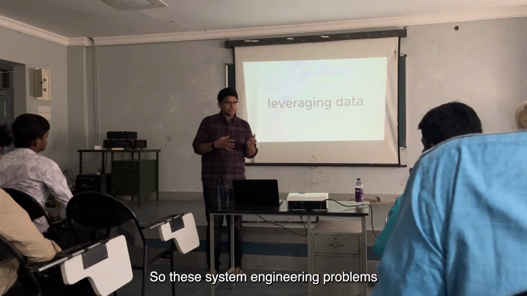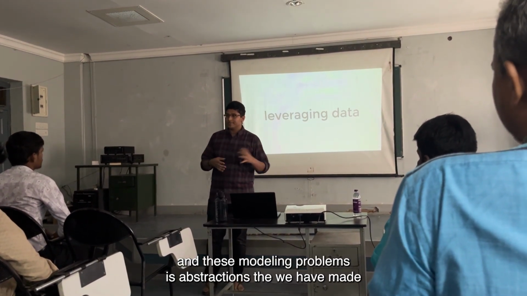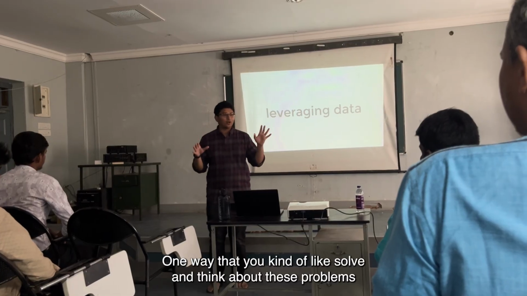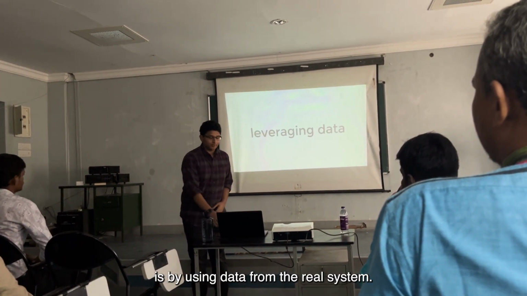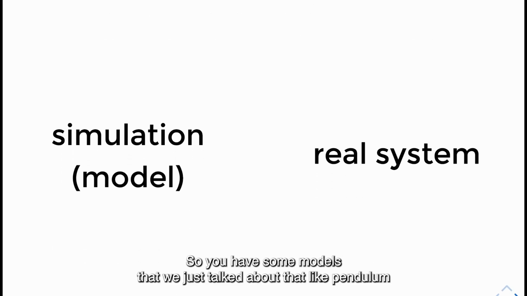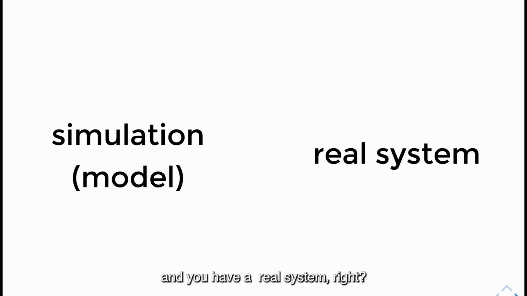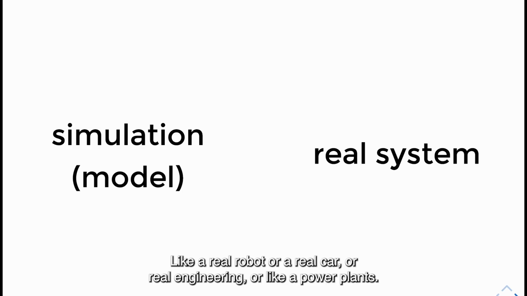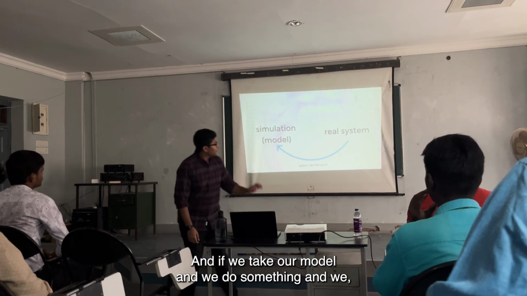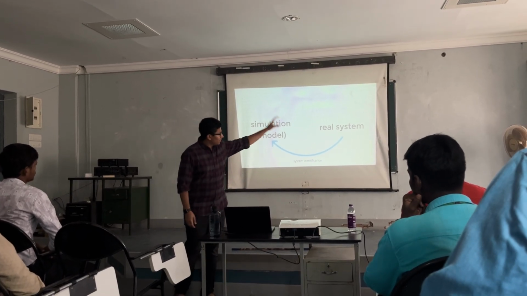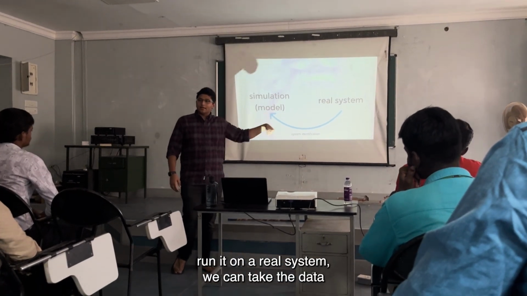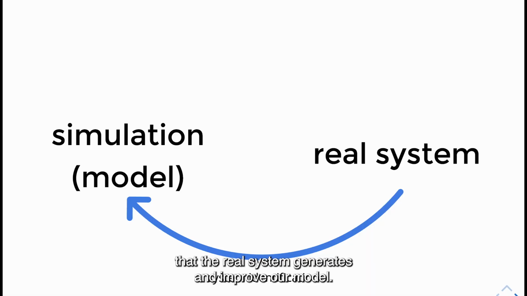So these system engineering problems and these modeling problems, these abstractions that we made, one way that we can solve and think about these problems is by using data of the real system. So we have some model that we just talked about, that pendulum, rigid body model. Most of the stuff that you learn in mechanical engineering are models. And we have a real system, right? Like a real robot, a real car, a real engineering system, or a power plant, any of these things. And if we take our model and we run it on a real system, we can take the data that the real system generates and improve our model. This is called system identification, or model fitting, or a bunch of names for it.